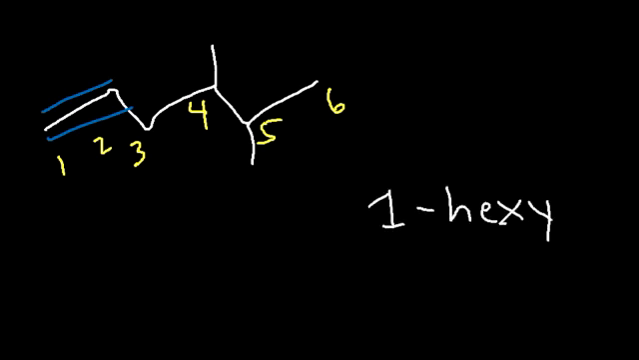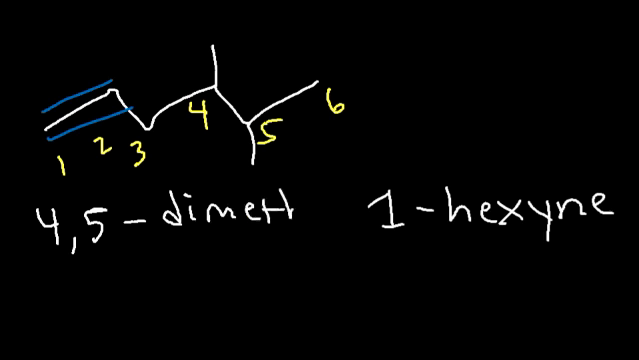So whenever you have a triple bond, you have an alkyne. So the triple bond is between carbons 1 and 2, so instead of saying hexane, it's hexyne, but particularly 1-hexyne. So that's how you name alkynes. And we have a methyl on 4 and 5, so it's going to be 4,5-dimethyl-1-hexyne.